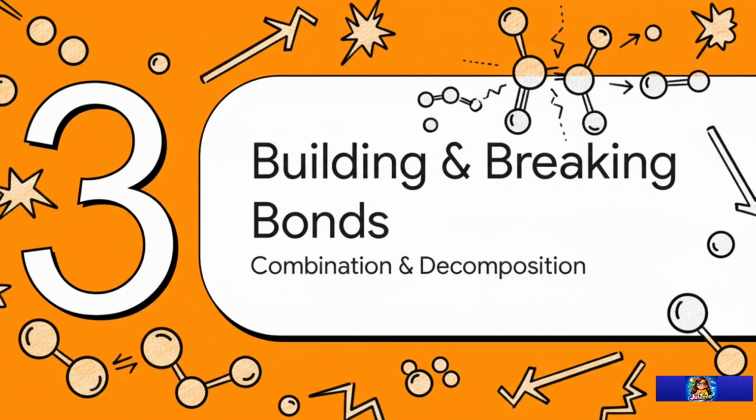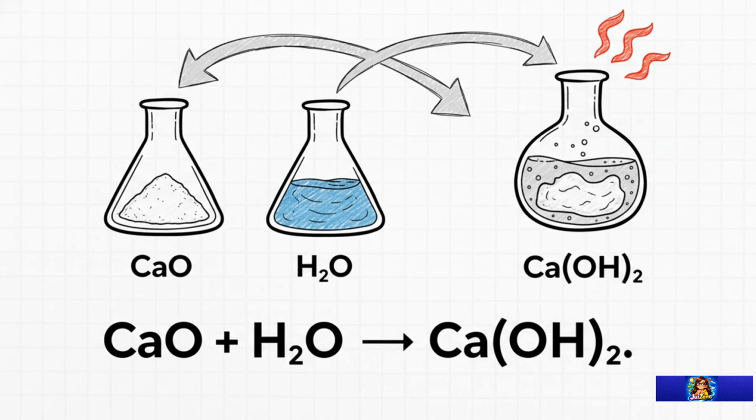All right, so with that golden rule in our back pocket, let's look at two of the most basic types of reactions you'll ever see. Building things up and, you guessed it, breaking them down. First up, we've got combination reactions. And they're pretty much exactly what they sound like. Two or more simple things combined to form one single more complex thing.